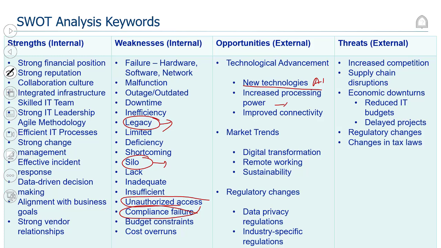Digital transformation, everybody's going online. If you're not online, it's like what I was saying earlier on, you only have shops where somebody can walk in. Remote working, things like sustainability. Initially it used to be corporate social responsibility. Nowadays they call it sustainability.